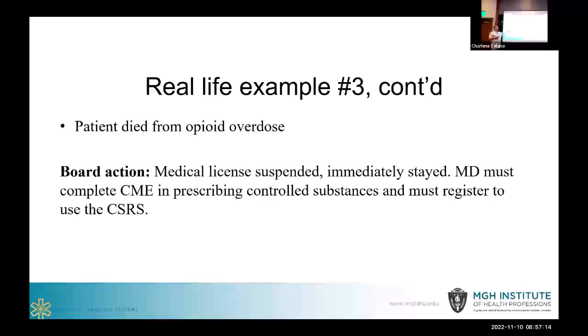And then they had surveillance for about a year, where the prescriber's charts were randomly looked at by a panel. But again, the prescriber was able to stay in practice even after a pretty bad outcome.